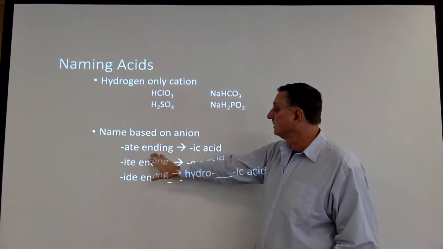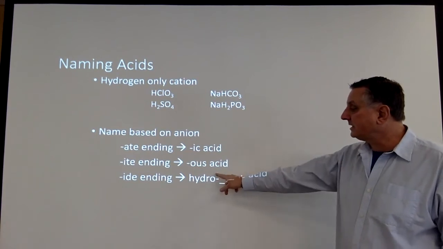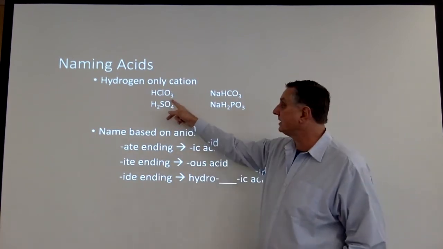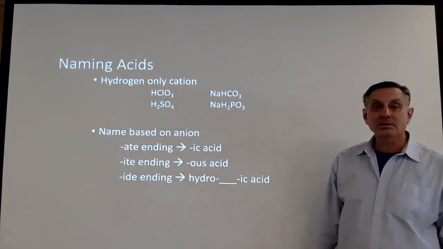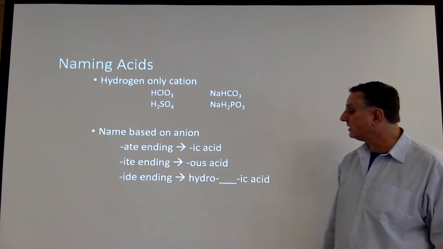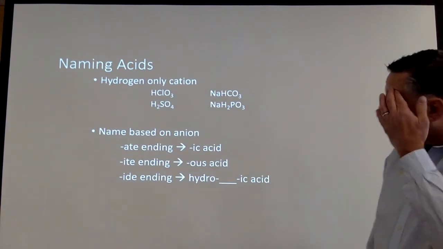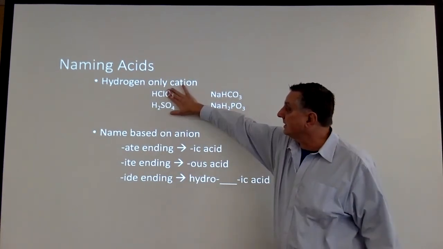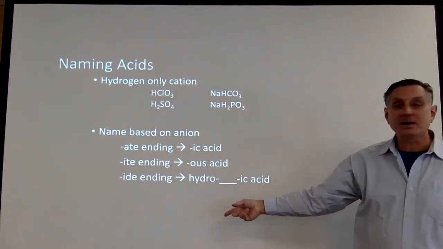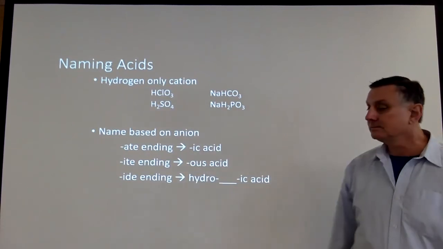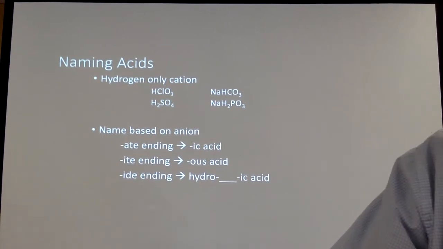Chlorate, chloric acid. ITE, so let's say if we had chlorite, HClO2, chlorite, as an acid becomes chlorous acid, CHLOROUS acid. Finally, if it ends with IDE, as in chloride, HCl, the IDE ending, you put a hydro out front, hydrochloric acid. You remember all this. Gen Chem 1. Happy days.